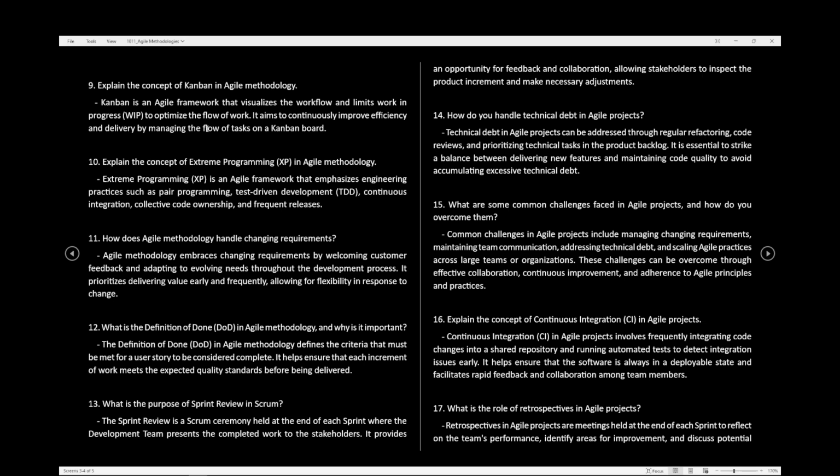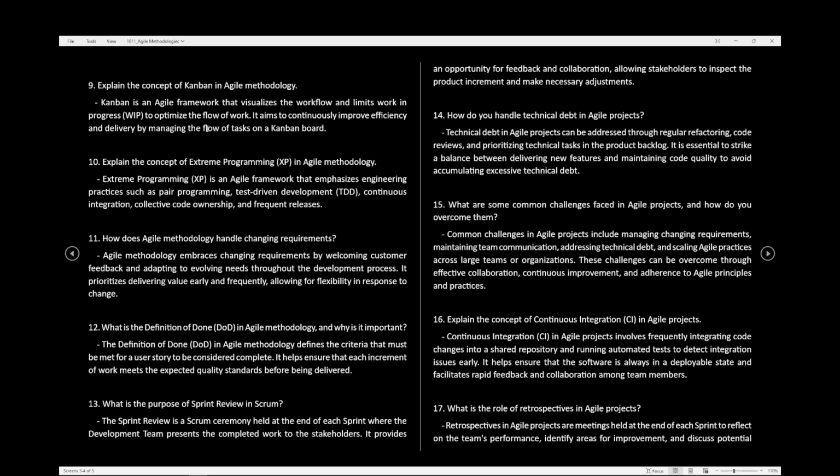Explain the concept of extreme programming in Agile methodology. Extreme programming is an agile framework that emphasizes engineering practices such as pair programming, test-driven development, continuous integration, collective code ownership, and frequent releases.